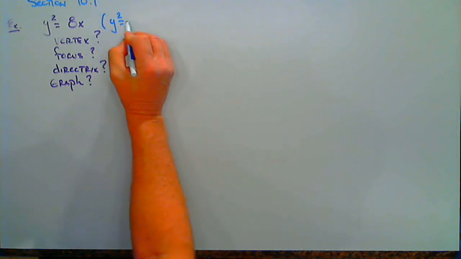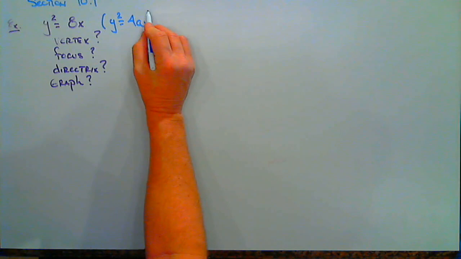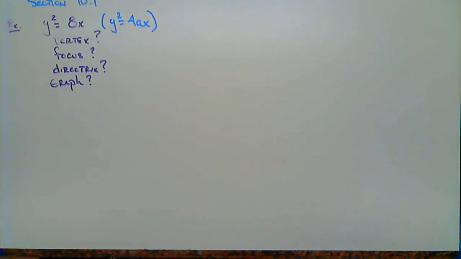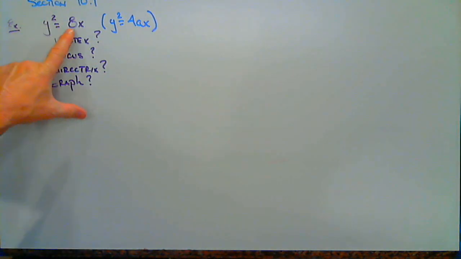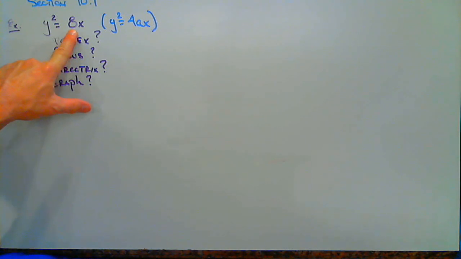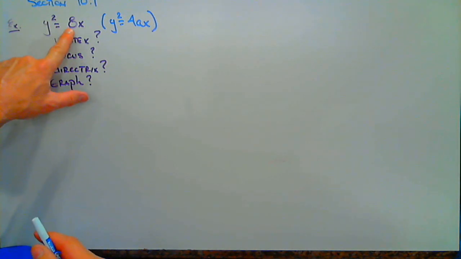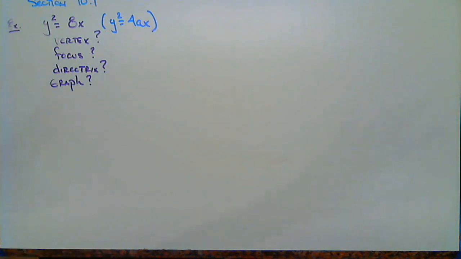This is y squared equals 4ax. We have to recognize that. Now, it's not always going to be the case. It is the case in this problem, because it's an example and we're just starting. This divides by 4, so that's really nice, but it doesn't have to be a factor of 4.